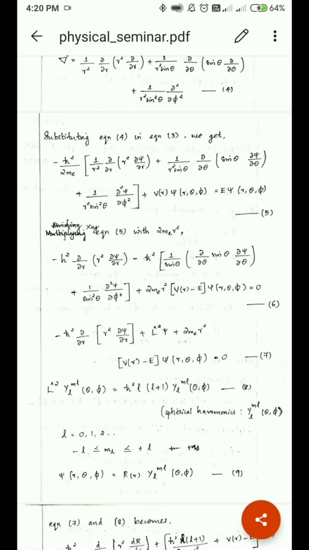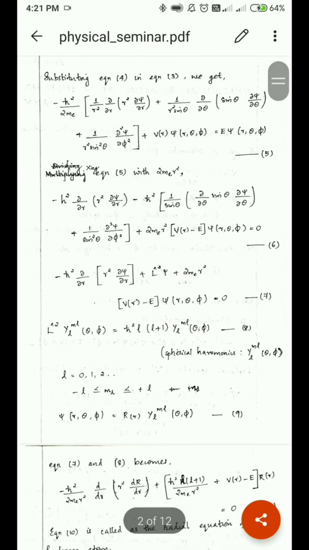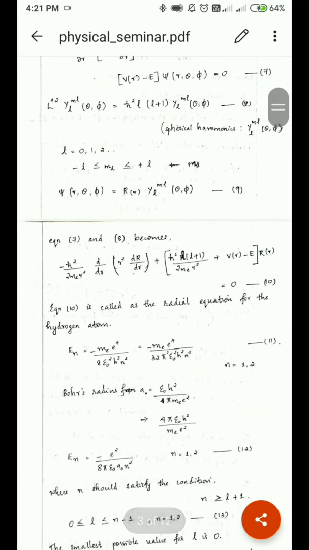Now the value of l can be 0, 1, 2, and so on, and it is limited as minus l less than or equal to ml, which is less than or equal to plus l. Thus we get psi(r, theta, phi) is equal to R of r Y l ml (theta, phi), which is equation 9. Now using equations 7 and 8, it becomes minus h cross square by 2 me r square d by dr into r square dR by dr plus h cross square l into l plus 1 by 2 me r square plus V of r minus E into R of r equal to 0. This is equation 10, which is called the radial equation for the hydrogen atom.